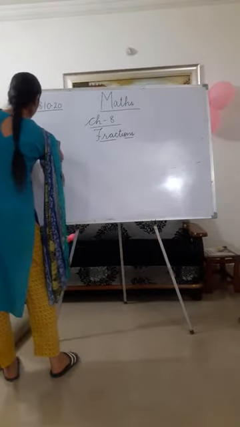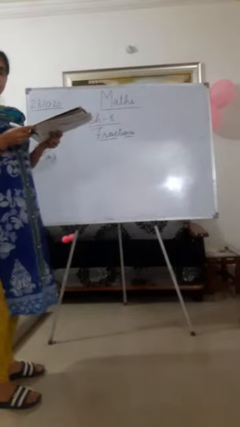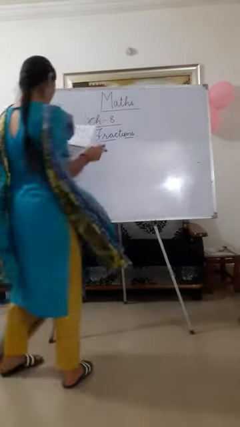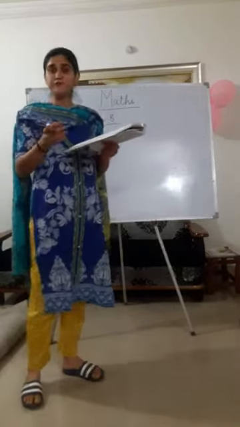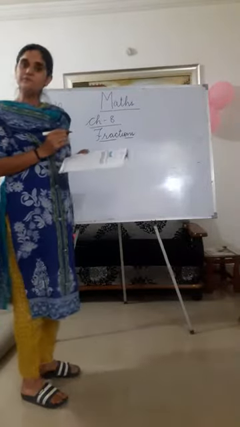Question number 2, A part. Aditya has how many pens? 15. So total number of pens, we will write down 15. And out of which 8 are blue. How many pens are blue out of 15? 8. So our fraction will be 8 upon 15.